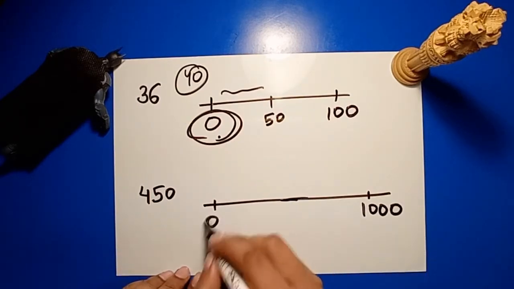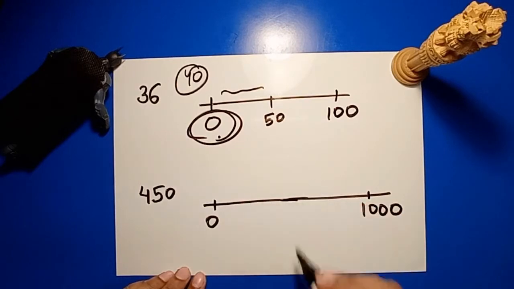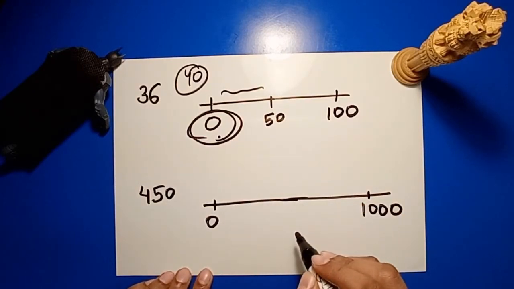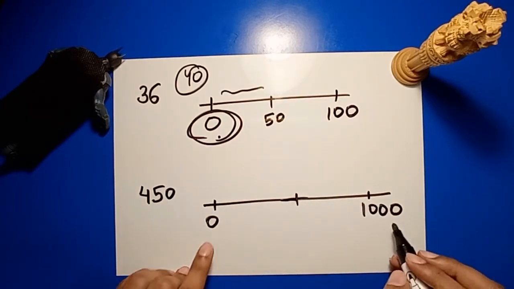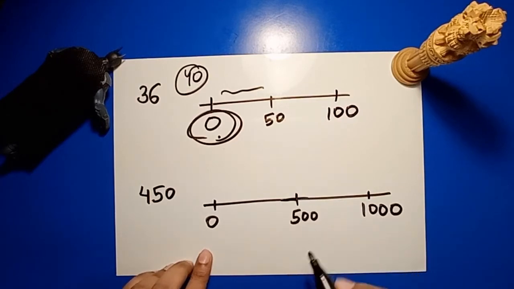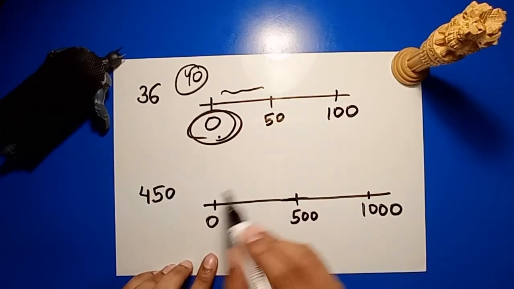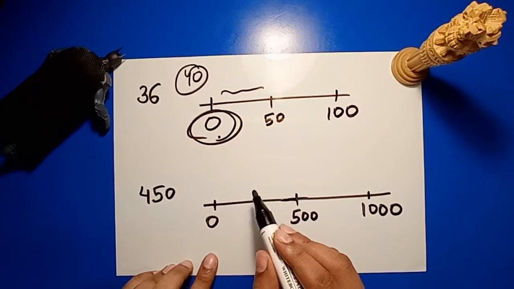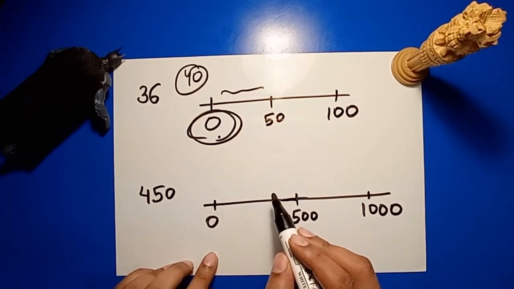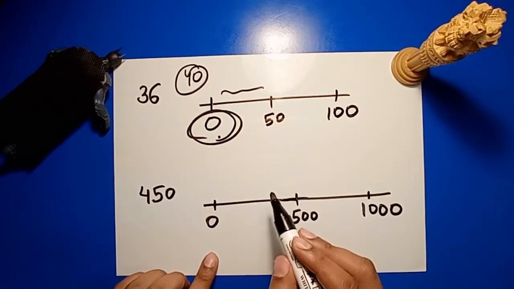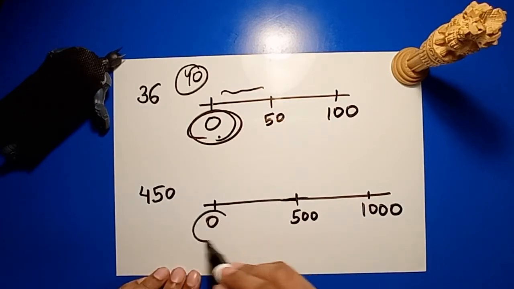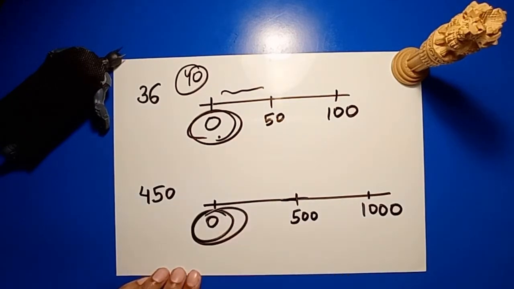So of course here we will have 0. And somewhere in the middle we have 450. And the middle point is 500. So 450 is on this side. So 450 rounded to the nearest 1000 again gets rounded to 0. Important, super important to understand this.